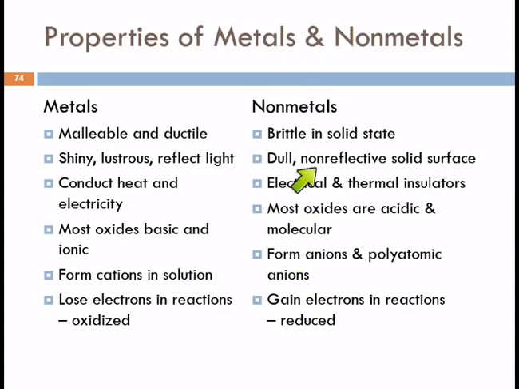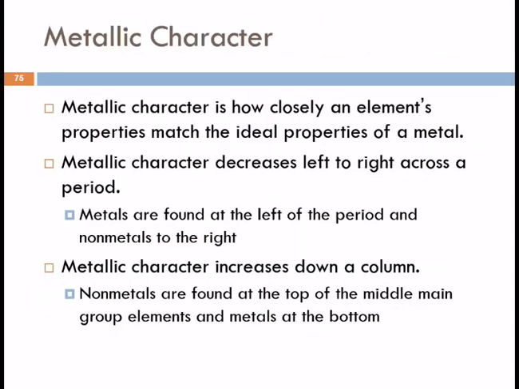For the nonmetals, they're kind of the opposite. Nonmetals will form anions. They form polyatomic anions as well. And most of their compounds with oxygen are molecular, not ionic. You get a compound between nitrogen and oxygen. It's not an ionic compound, it's molecular. And the nonmetals gain electrons.